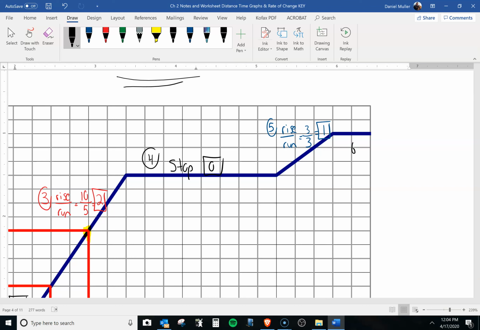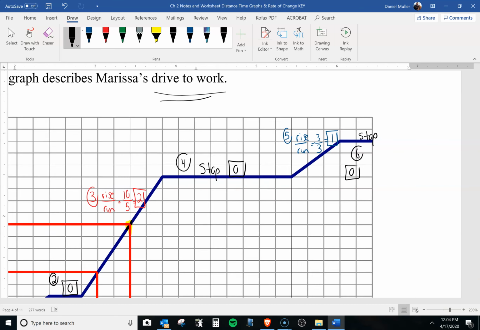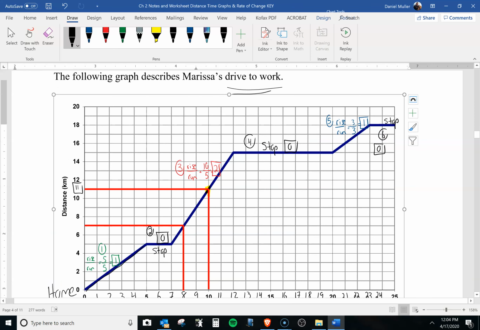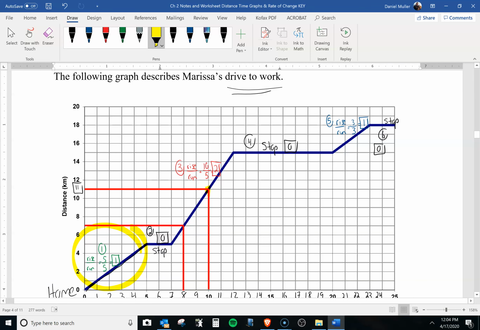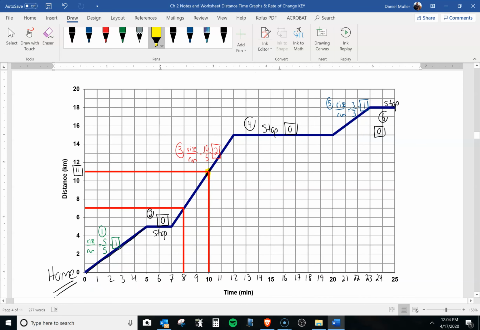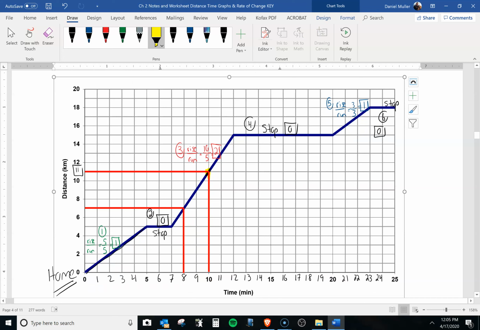And then section 6 here has a slope of 0 because it's a stop. So just taking a look here, I have a slope of 1, and then I have a stop, then I have a slope of 2, which is a lot faster, then I have a stop, then I have a slope of 1 again. So in the middle of my drive is when I would be driving the fastest, or Marissa here would be driving the fastest, and then I have 3 stops.